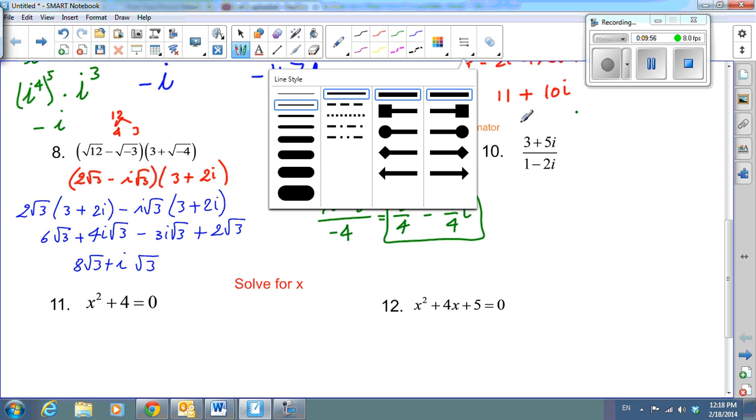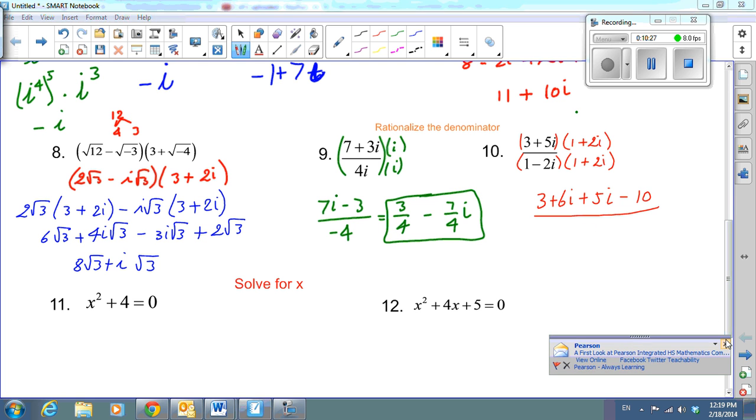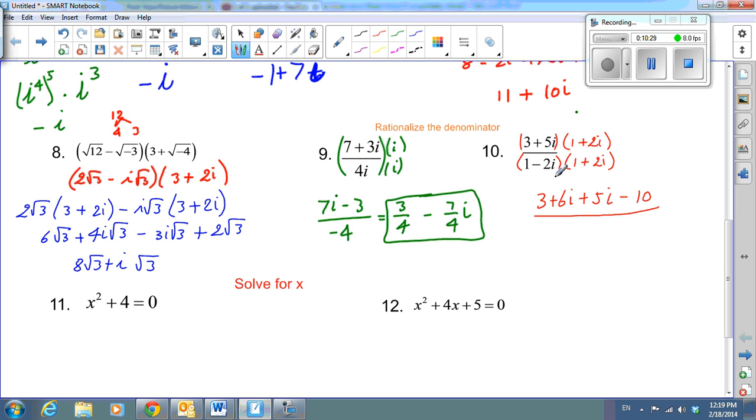To rationalize the next one, I will multiply by the conjugate. The conjugate of the bottom will therefore be 1 plus 2i. And I will do it to the top as well. On top, you will go ahead and distribute 3 times 1. I will have 3 plus 6i plus 5i, but minus 10. Over on the bottom, I have a plus b, a minus b is a squared minus b squared normally, but instead of a squared minus b squared, it's going to be a squared plus, because the i squared would be negative 1. So I will have 1 plus 4.